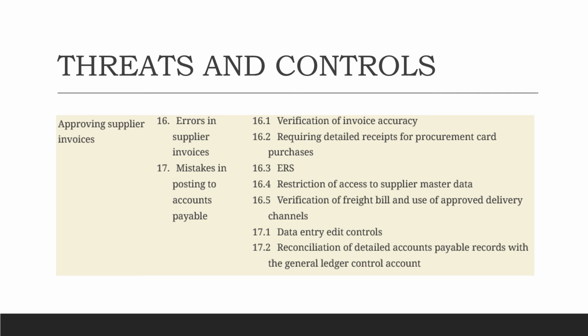All right, let's look at threat 17, mistakes in posting to accounts payable. 17.1, all right, how are we going to control that? Data entry edit controls. And then 17.2, reconciliation of detailed accounts payable records with the general ledger control accounts. That's how we control that.